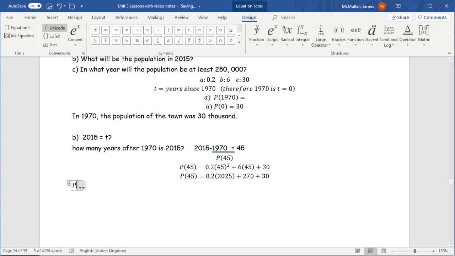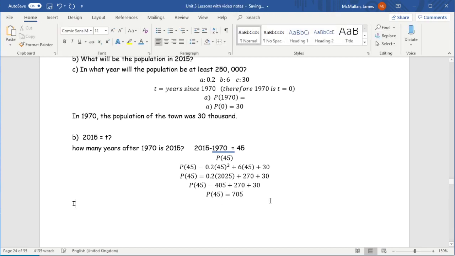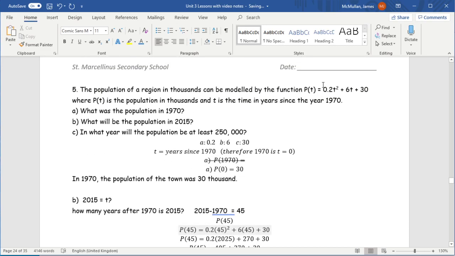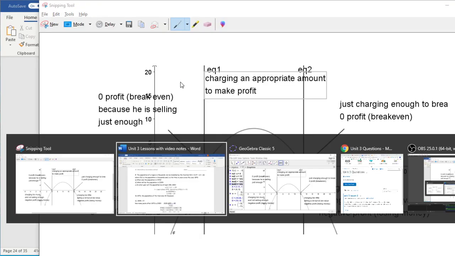Okay, and so P of 45 is equal to, okay, so what would divided by 5, that would be 405 plus 270 plus 30, and P of 45 is equal to 705. Okay, so in 2015, the population of the region was 705,000 people. Now again, just to make sure I'm doing this right, let's go ahead and graph this.